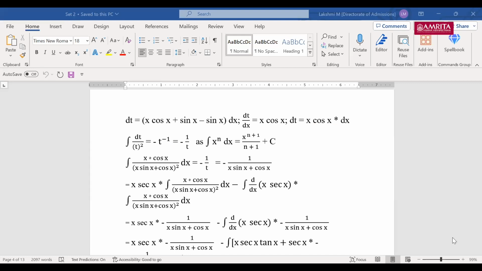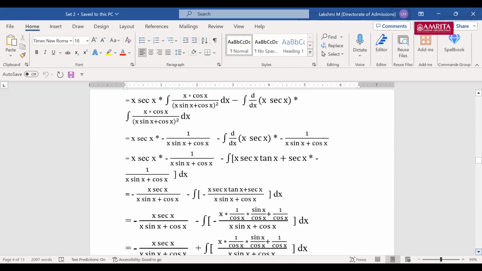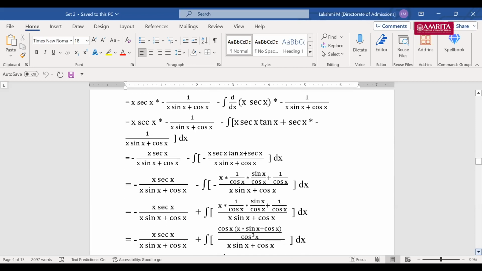You can find it individually and then substitute it back in the equation. So this term is minus 1 by (x sin x plus cos x), and I have substituted it. The derivative of x sec x will be x into sec x tan x plus sec x. You could just multiply these terms and simplify it. Once you have the initial part, once you know how to do it, then it's really easy for you to solve the question.